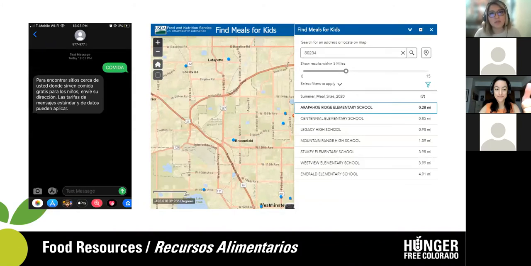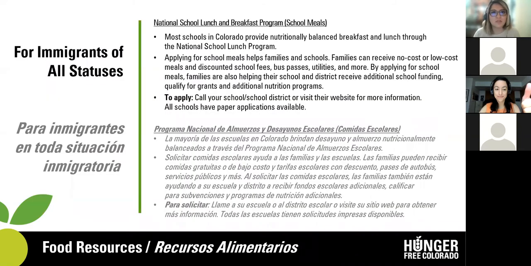To locate the places that participate in the summer meals program, you can visit the website kidsfoodfinder.org. You can type in your address or your zip code, and you will be able to find the places with summer meals closest to you. You can also send a text message to 877-877 with the word food or the word comida.